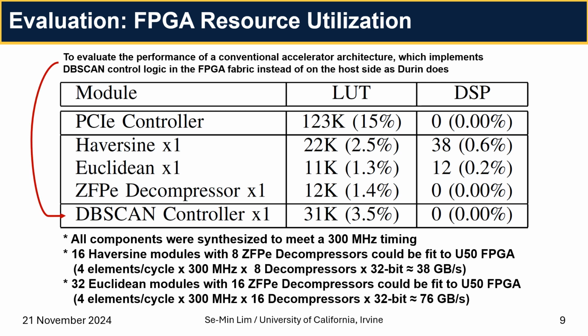And we also illustrate the resource utilization of our DBSCAN control logic implementation, which is used to evaluate the performance of a conventional accelerator architecture, which implements DBSCAN control logic in the FPGA fabric instead of on the host side as Durin does.